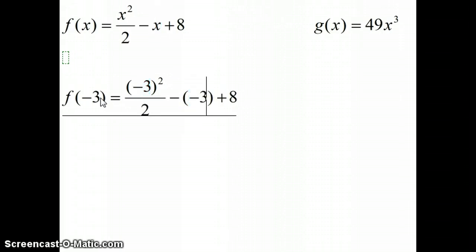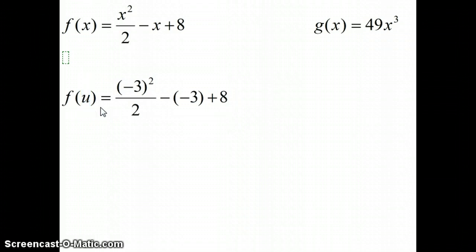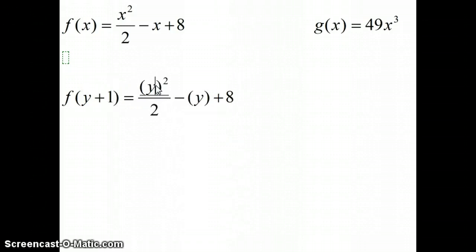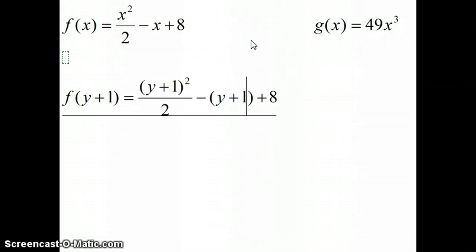Now, what we've seen in the past is that you don't have to throw in numbers. You can throw in anything you want. I could throw in u if I wanted to, and everywhere there was an x, that now becomes a u. If I wanted to throw in a y, the same thing. So you can throw in variables, numbers, or a combination of both. I can throw in y plus 1, and that would just change all of these correspondingly.